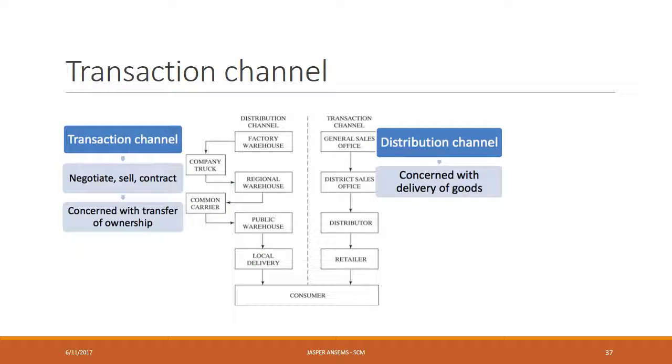Here you can see two different channels. You have the distribution channel, which is concerned with delivery of goods, and you have the transaction channel, and the transaction channel is more focused on negotiating, selling, contract, and concerned with the transfer of ownership. So there are two different channels which continue at the same time, and at the end the product comes to the consumer.